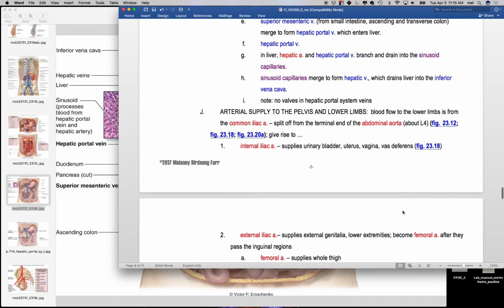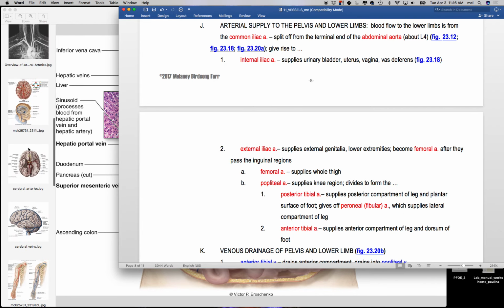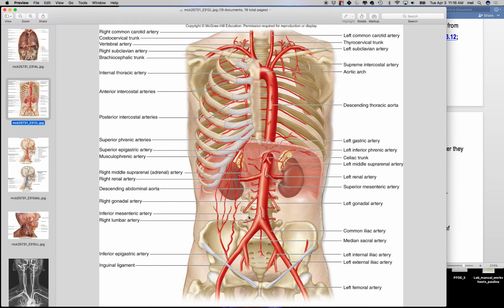Okay, so let's just do arterial supply to the pelvis and lower limbs. It's super easy, and then I'll let you guys go. Blood flow through the lower limbs. So here we go. We were moving down. Okay, so when we get to the bottom of the aorta, it splits. Yes? And it splits into the left and right common iliac arteries.